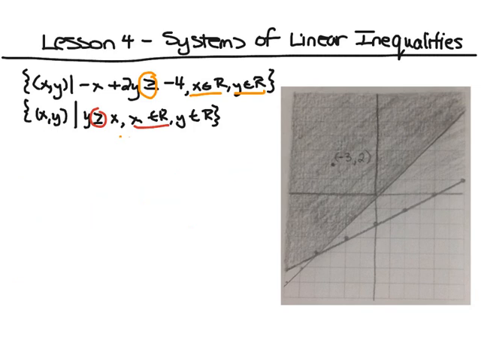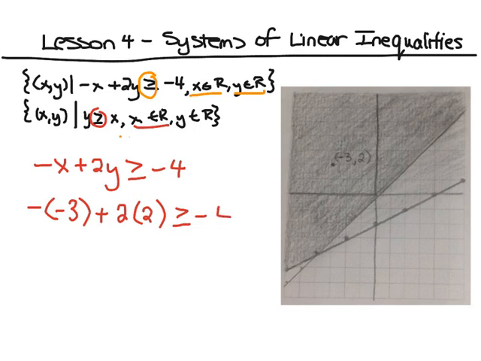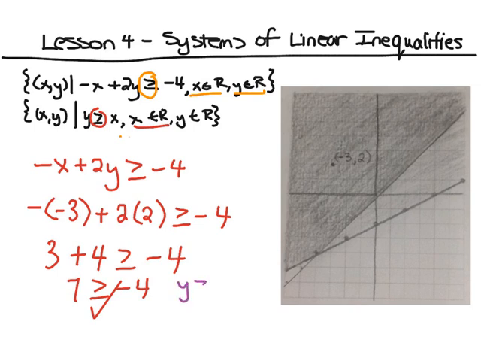So first, -x plus 2y is greater than or equal to -4. 3 plus 2 times 2 is greater than or equal to -4. 3 plus 4 is 7, and 7 is greater than -4. So that one works. And for our second inequality, we have y is greater than or equal to x. We know y is 2, which is greater than or equal to -3. So that works. So the solution (-3, 2) works for this system. But anything in this shaded region would work, and it goes on for infinity.